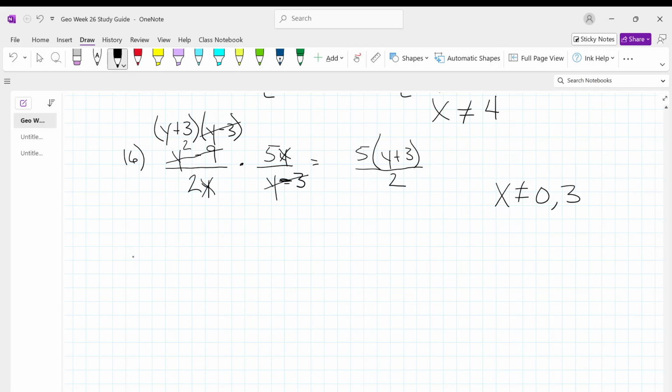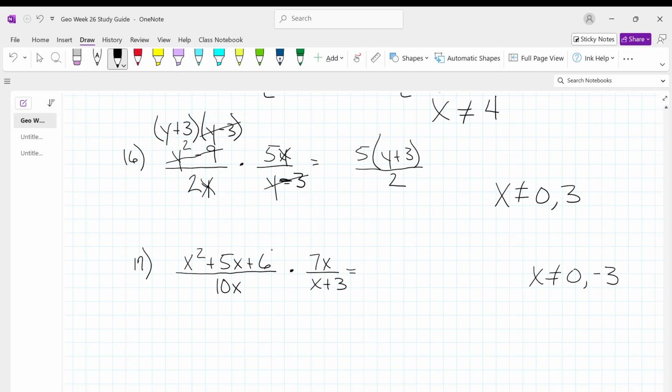For 17, we got x squared plus 5x plus 6 over 10x times 7x over x plus 3. So exclusions right here, x cannot be equal to 0 or negative 3.